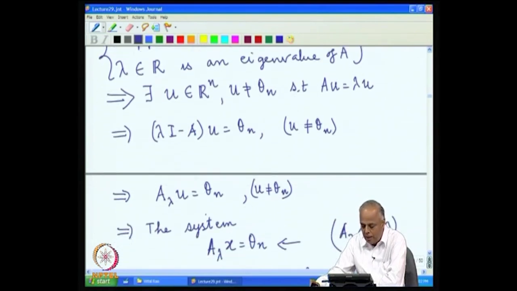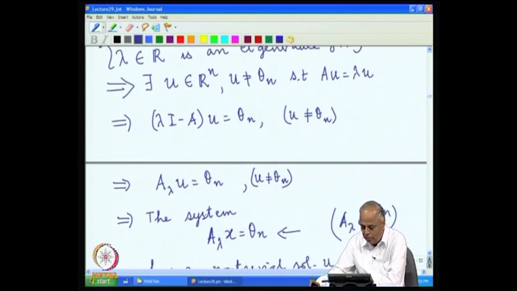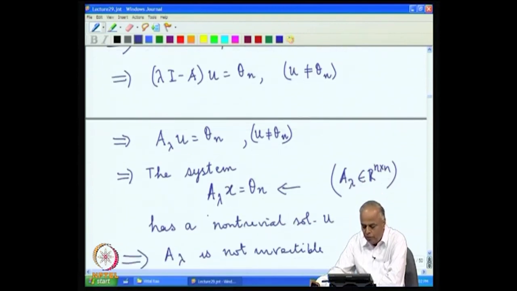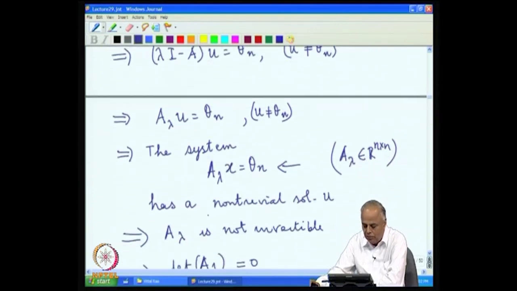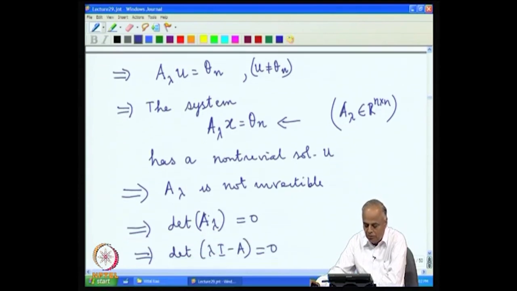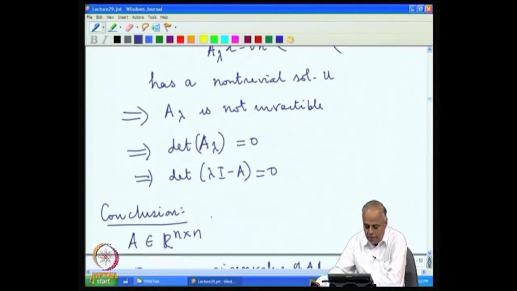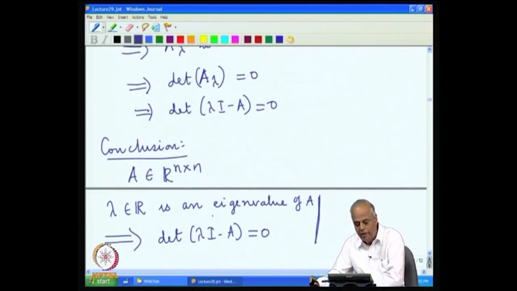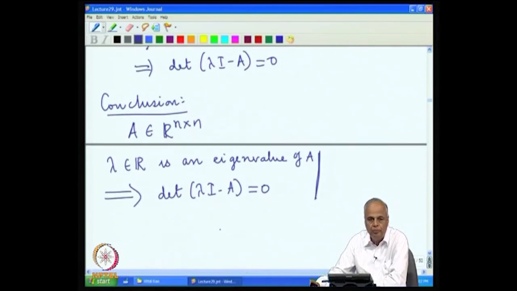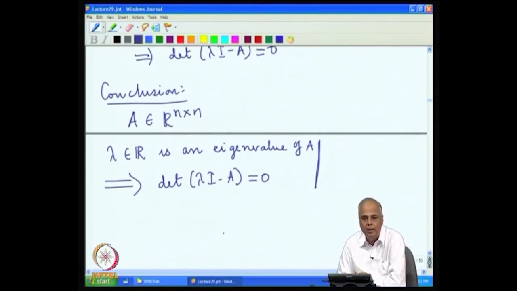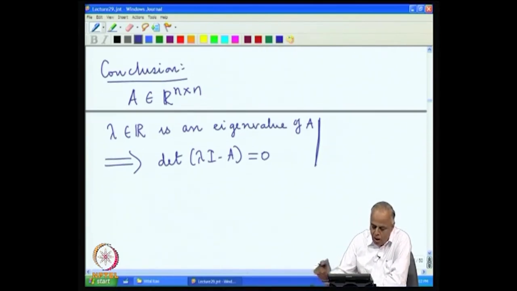Therefore, the system A lambda x equal to theta n has non-trivial solution u. Therefore, the matrix A lambda is not invertible. Therefore, the determinant is 0, and hence we get that if lambda is an eigenvalue of A, then determinant of lambda I minus A equal to 0. So, we know some property of an eigenvalue of A. If something has to be an eigenvalue of A, minimum it should be such that the determinant of lambda I minus A is 0.